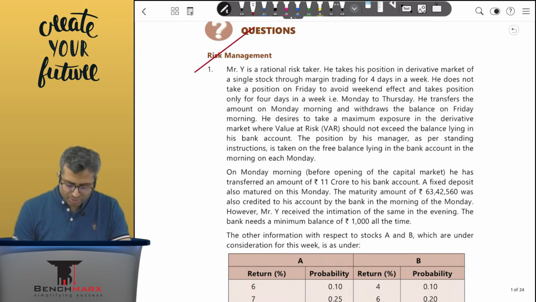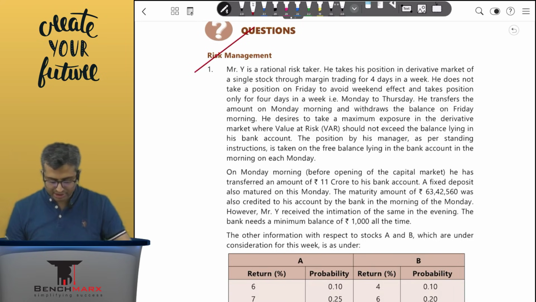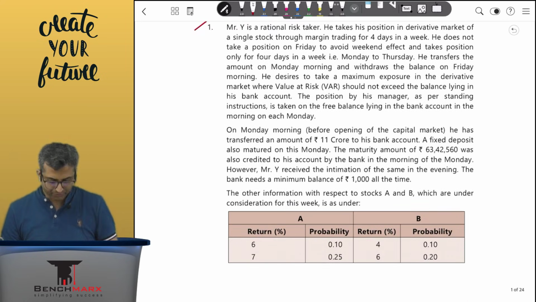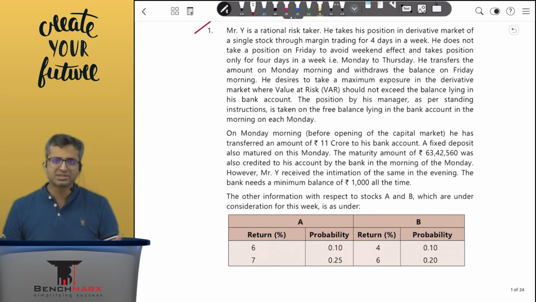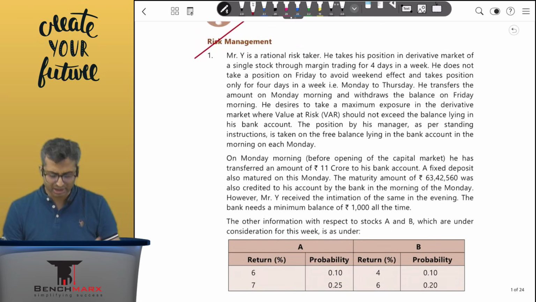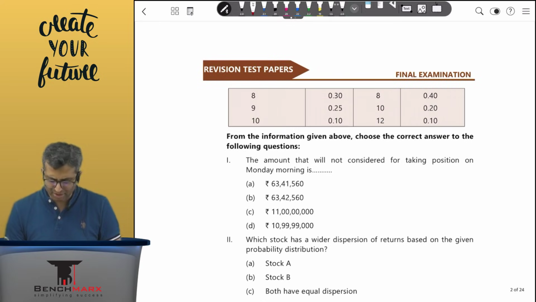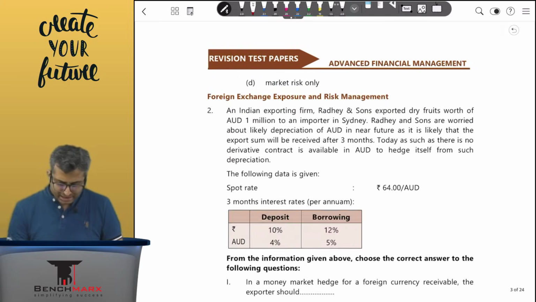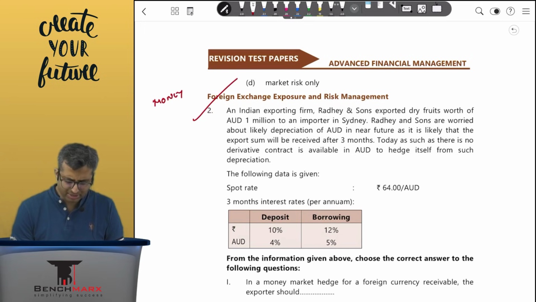Now on risk management, they've asked a very typical question, let us say about Mr. Bull, which was earlier there in the material as well, and based on that they've made a few MCQs. So this is based on the value at risk concept. Next, the second one is based on the money market concept, and this is something that we will quickly discuss over here.